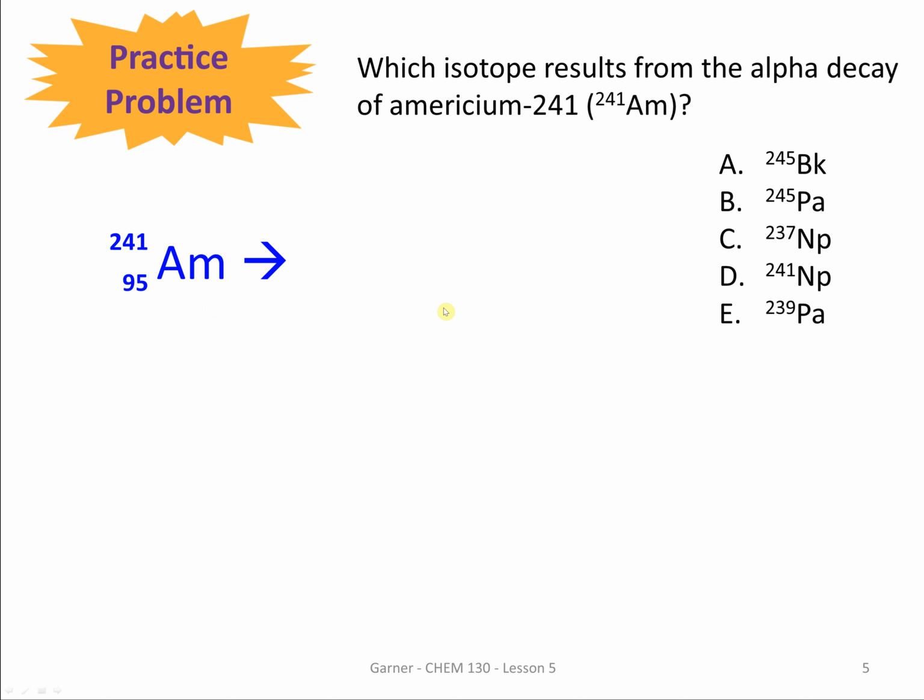Just like we did before, we'll now write in our alpha particle. So it, again, is helium with a mass number of 4 and an atomic number of 2. Now I'll figure out what the mass number of my product should be. So again, whatever that is, plus 4 needs to add up to 241.